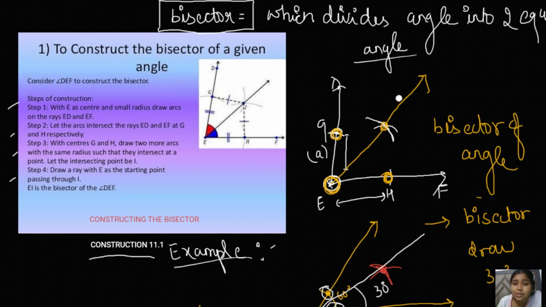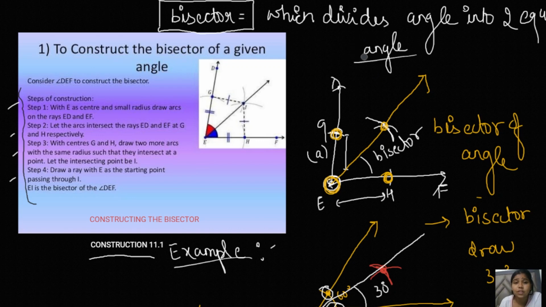Now you just have to join the intersection of both the arcs with the center, and that will be the bisector of the given angle. I hope it is clear to you how to draw a bisector. In case you are unable to understand any step, just go through these steps. They are very easy and written in very easy language, so you can easily understand how we create the bisector of the angle.